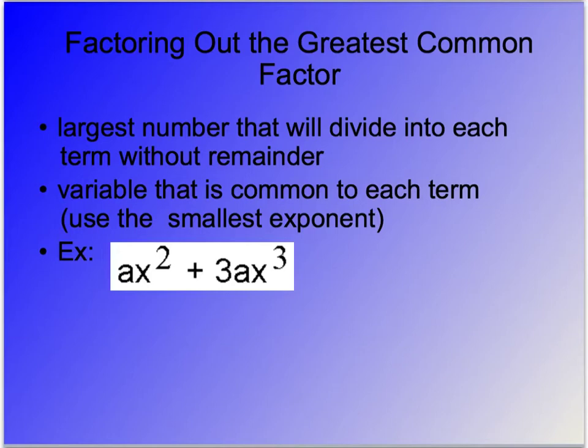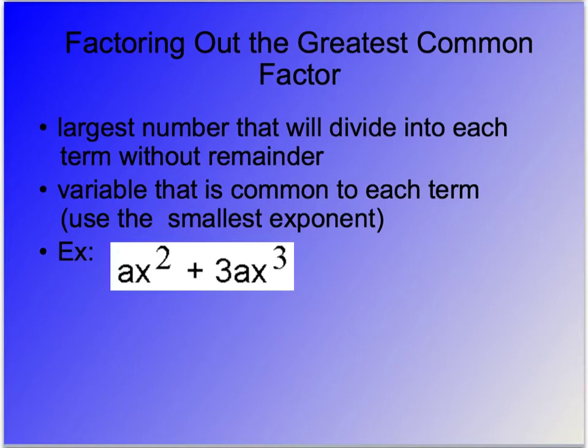That's the largest number that will divide into each term without remainder, and it's also the variable or variables that are common to each term, and you always use the variable that has the smallest exponent. So for instance, in the binomial we have here, I'm going to look for a number that might divide into both of these terms. I notice that the coefficient on the first term is 1 and the coefficient on the second term is 3. And the greatest common factor between those two numbers is 1, so we don't have to divide a number out of the term.